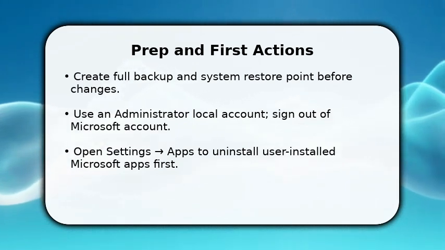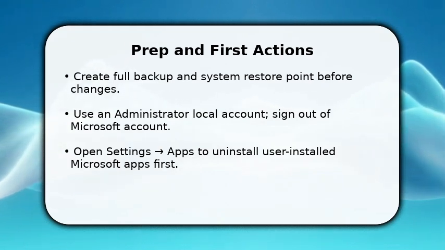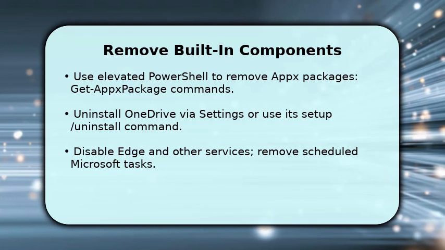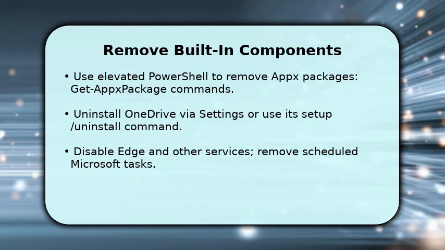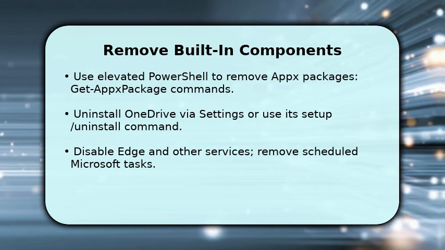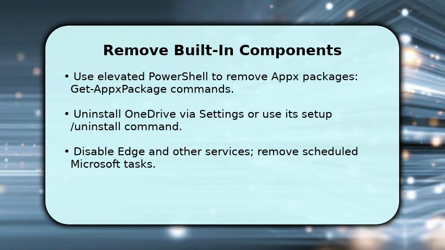Now, proceed to disable syncing and telemetry in privacy settings before deeper removals, so your system behaves predictably. Next, you tackle built-in components. Open PowerShell as administrator and run targeted Get-AppxPackage -AllUsers and Remove-AppxPackage commands for bundled apps you don't want. Be selective.